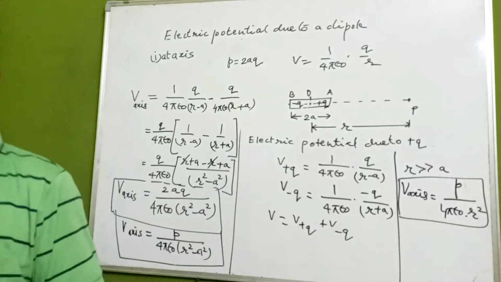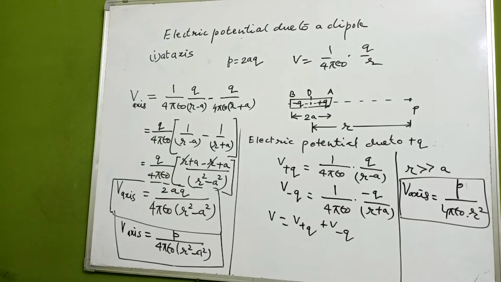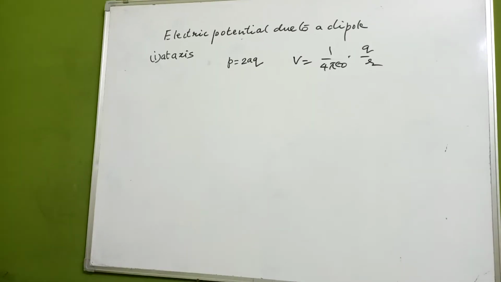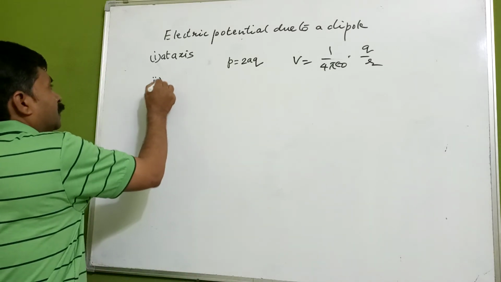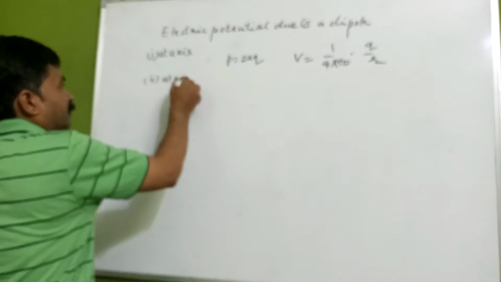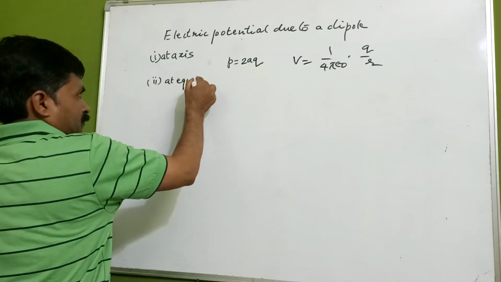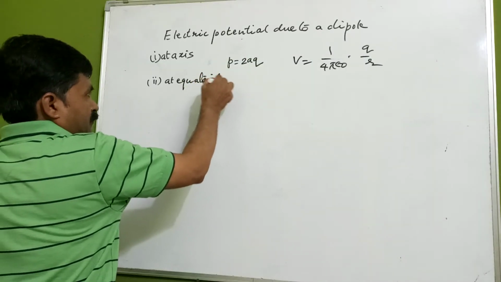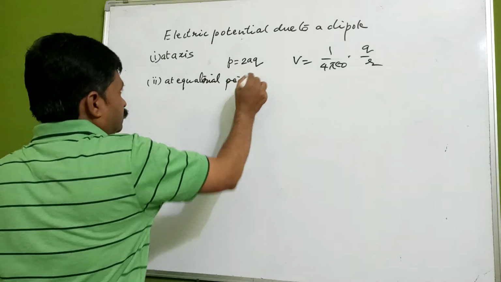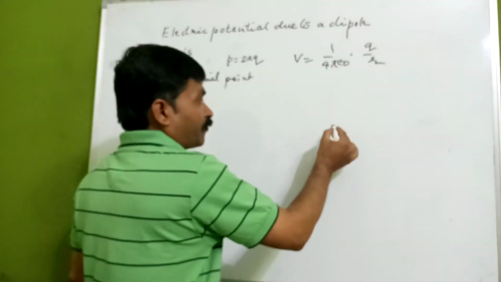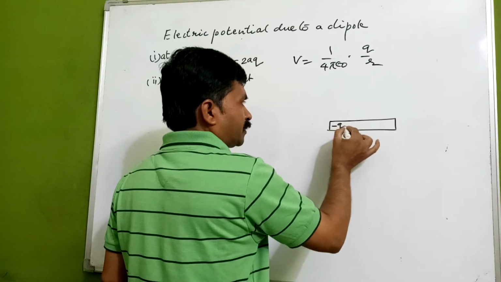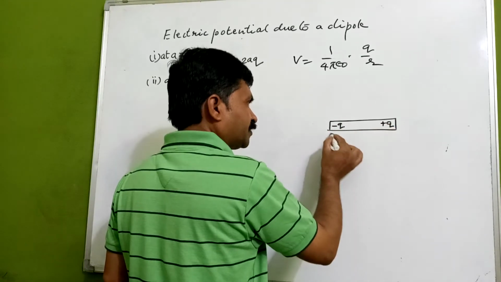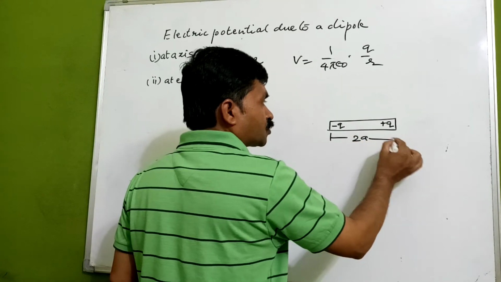Okay, now we will go with the next one, that is at equatorial point. Now what is equatorial point? First we will discuss that. We know that this is minus q charge, this is plus q charge, which is separated by distance 2a.